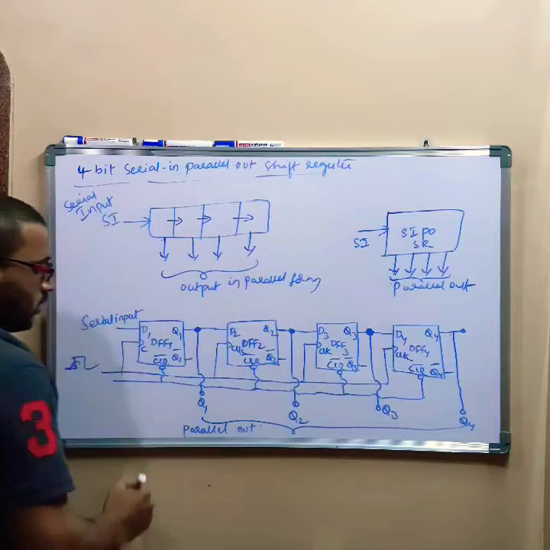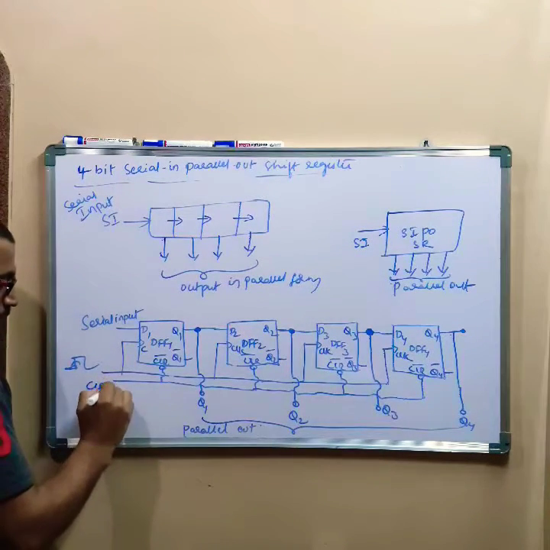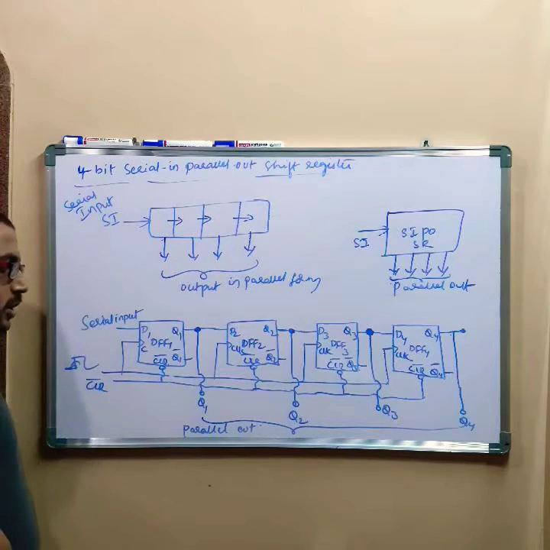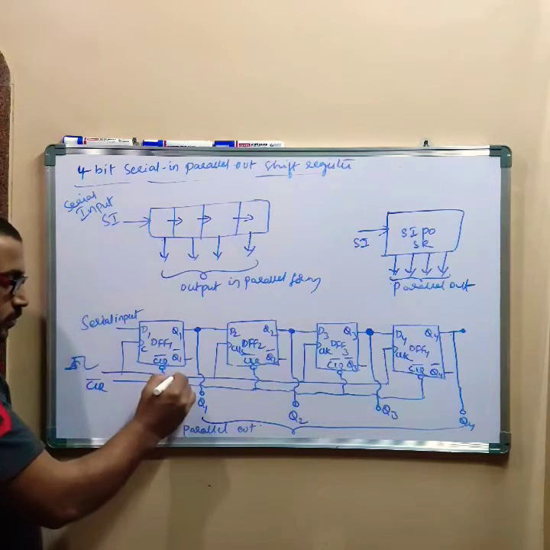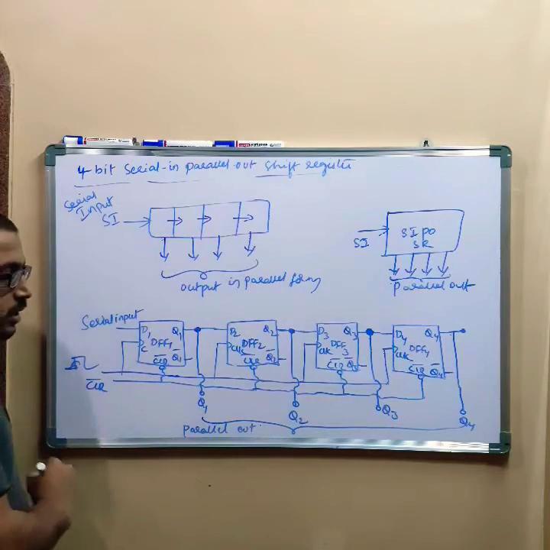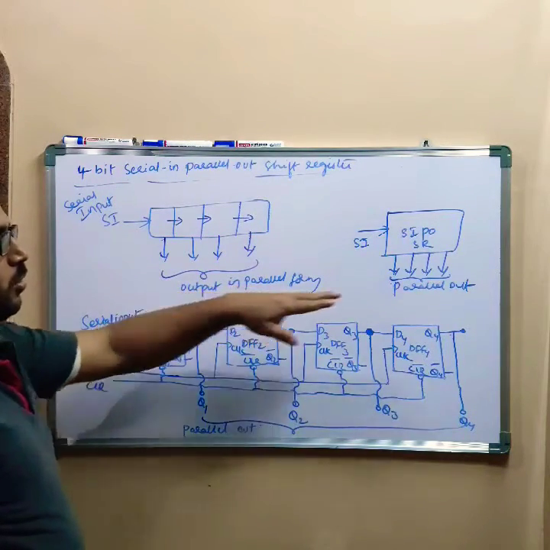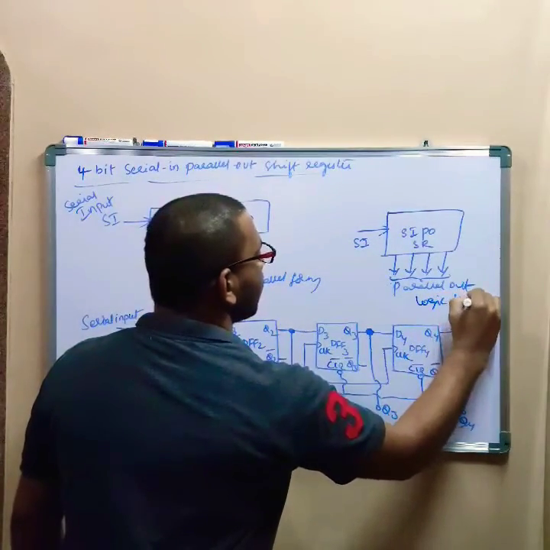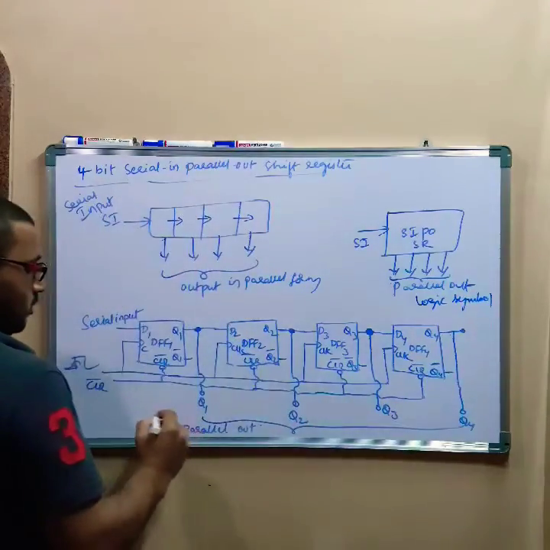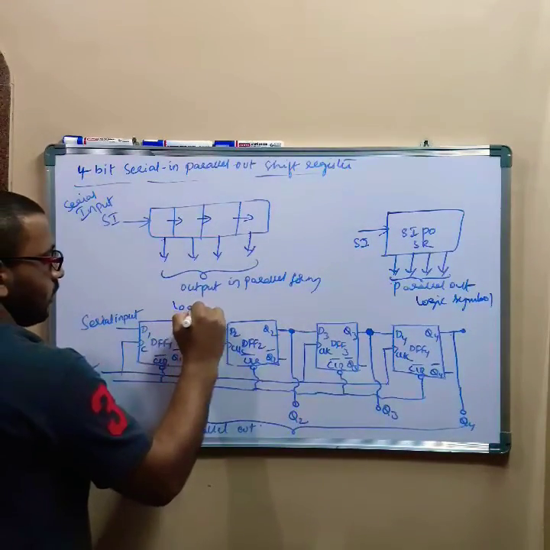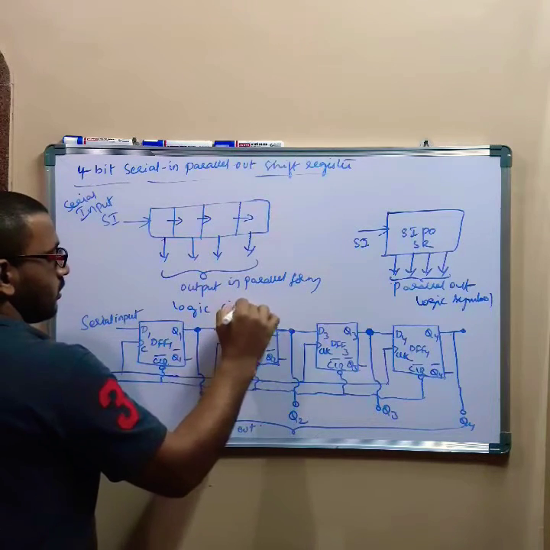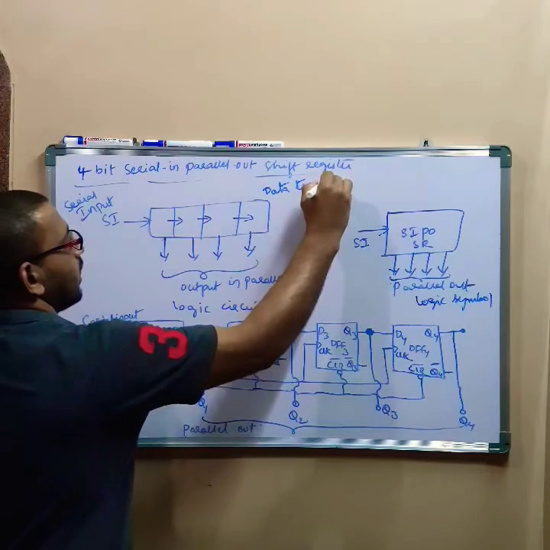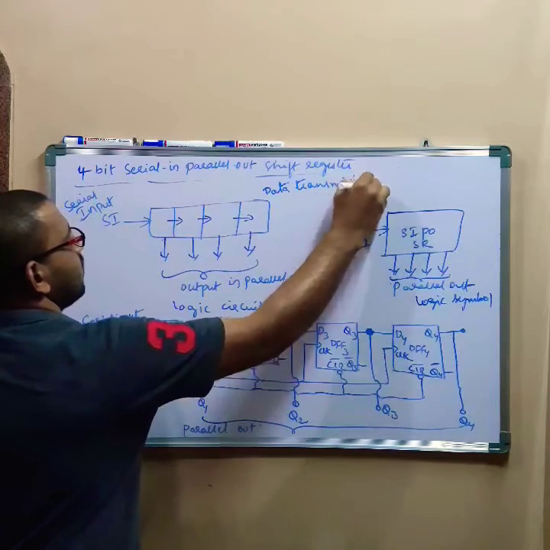CLR complement. So by enabling this, the contents of this register is cleared to 0, right? So this is block diagram, logic symbol, you can call this as symbol, logic symbol. This is logic circuit, this one, logic circuit. This is data transmission technique, how the data is transmitted in this.